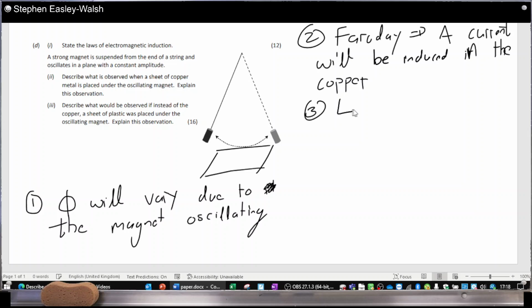3, Lenz said that, well, actually it's not really Lenz, this one here, but it's just the fact that, I don't think it has a name, but it's the fact that the induced current will have a magnetic field around it.